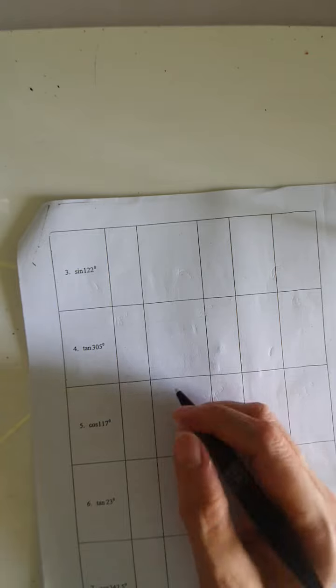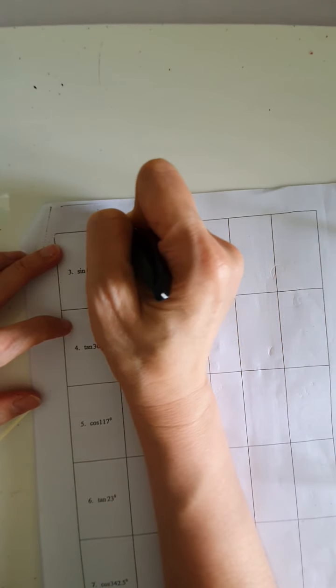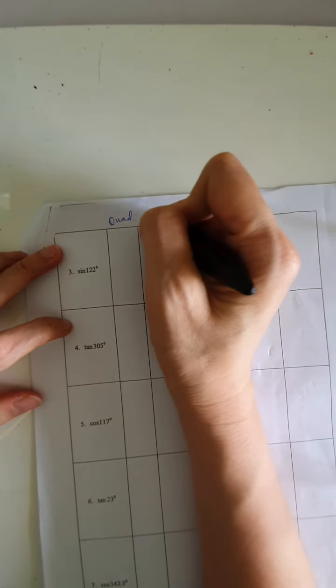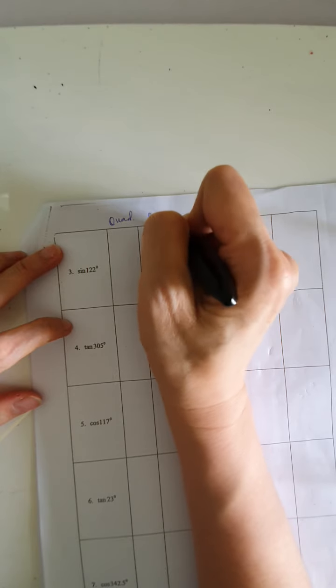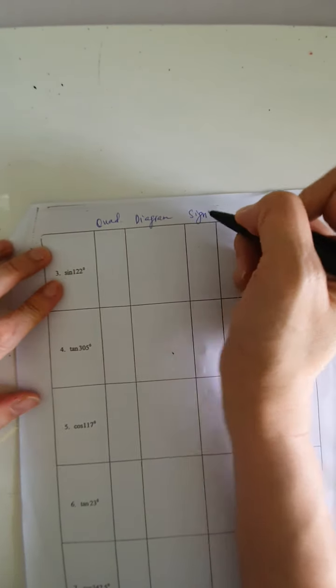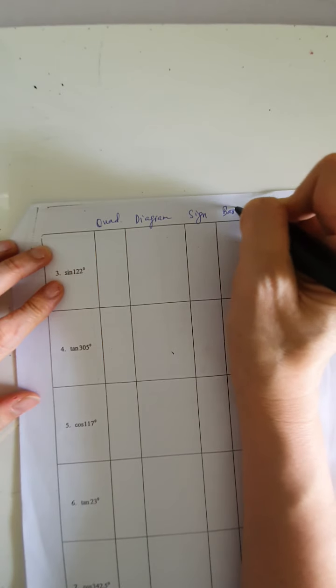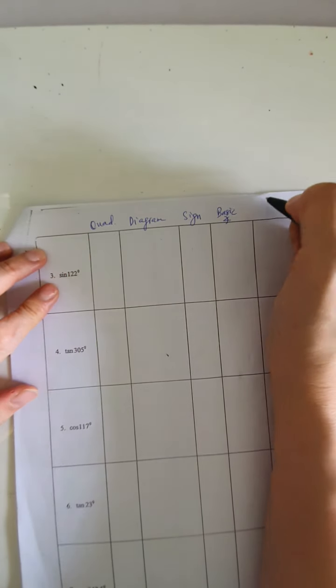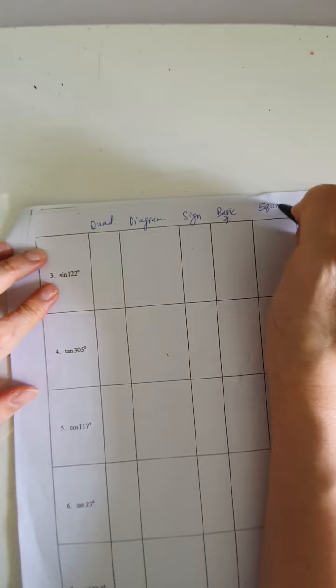Now you can write this down, quadrant. This is a diagram. I didn't put in the heading. Sine, basic angle, and then we have equivalent. Equivalent means actually it's the same. Equivalent ratio.